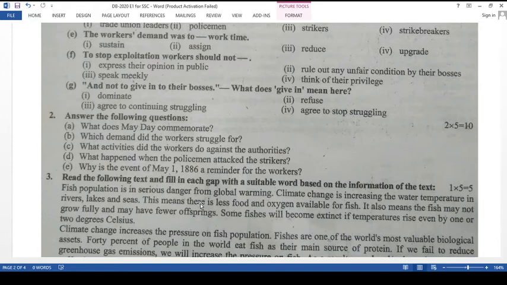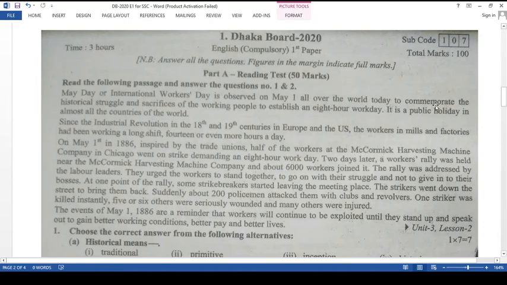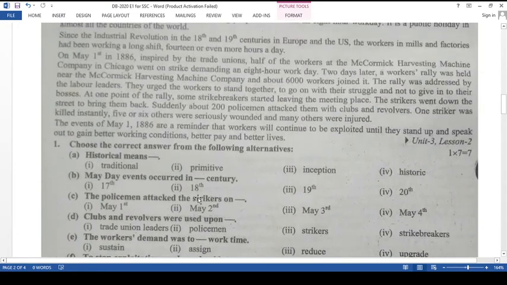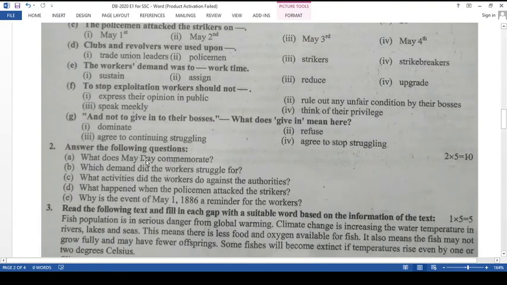What does May Day commemorate? What is the meaning of commemorate? That means to remember, to remind. So our answer should be from the passage. May Day commemorates the historical struggle and sacrifices of the working people to establish an 8-hour workday. So the answer is available in the passage.